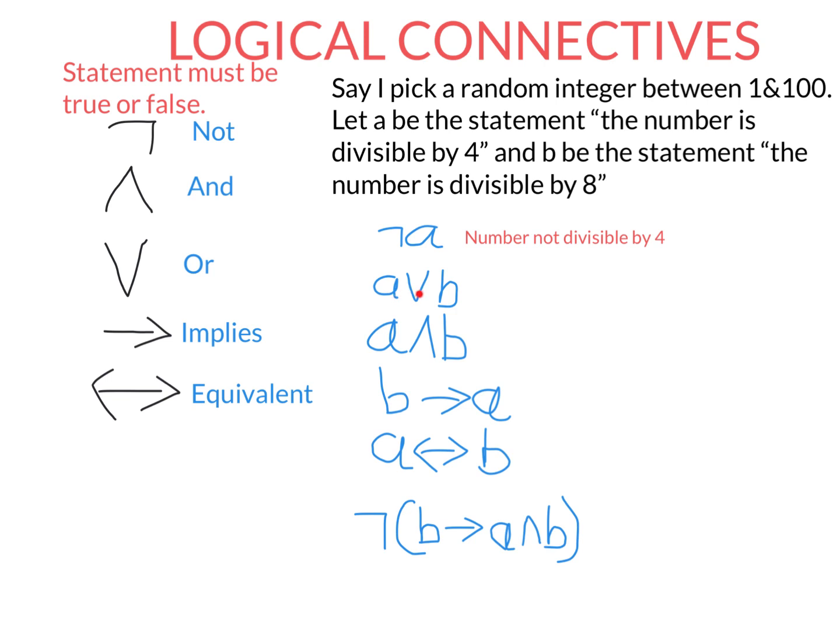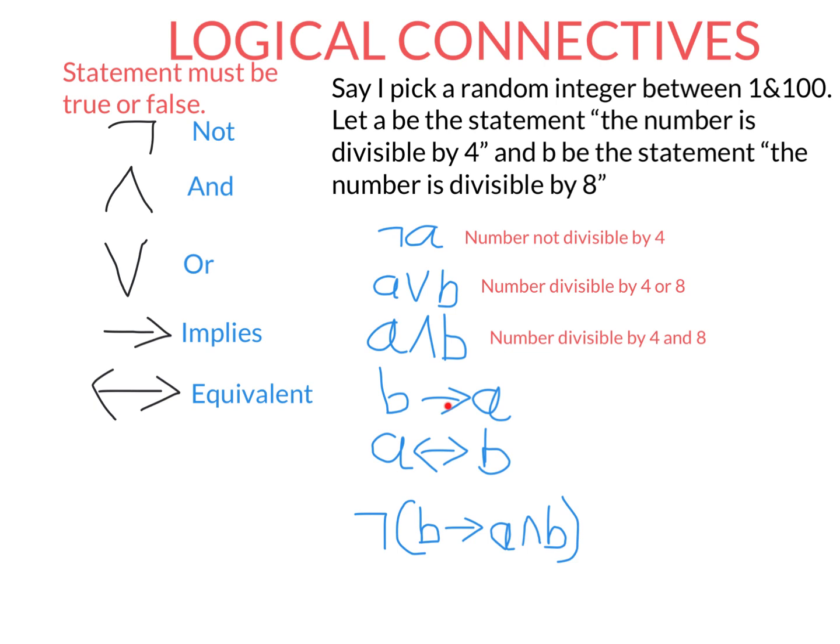This here reads A or B. This would mean that the number is divisible by 4 or it is divisible by 8. Note that for A or B, we just mean that either of these is true. So for A or B to be true, either A has to be true, B has to be true, or both. On the other hand, this means A and B. This would mean the number is divisible by 4 and 8. So for A and B to be true, A has to be true, and also B has to be true. They both have to be true.